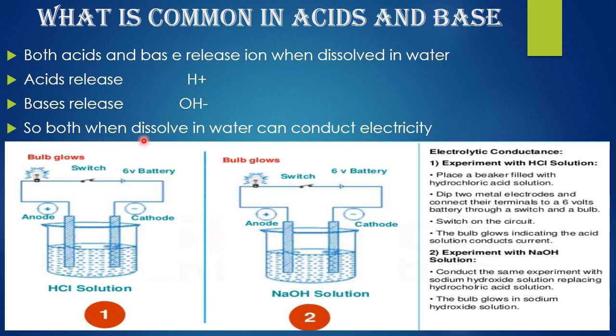So both acids and bases, when they dissolve in water, can conduct electricity because of the presence of ions. If we take a solution of hydrochloric acid and allow current to pass through it, the current will easily pass because of the presence of hydrogen ion and chloride ion. Similarly, if we take a solution of sodium hydroxide, this will also conduct electricity because of the presence of sodium ion and hydroxide ions.